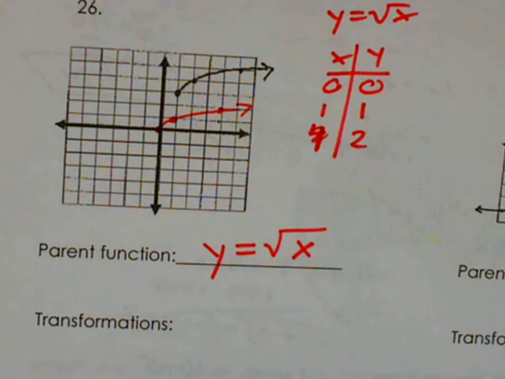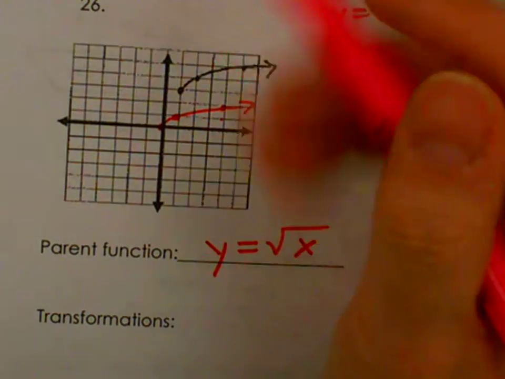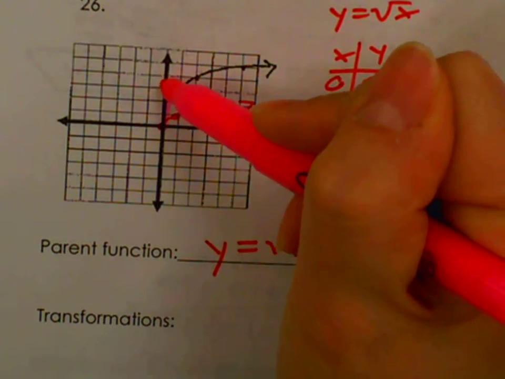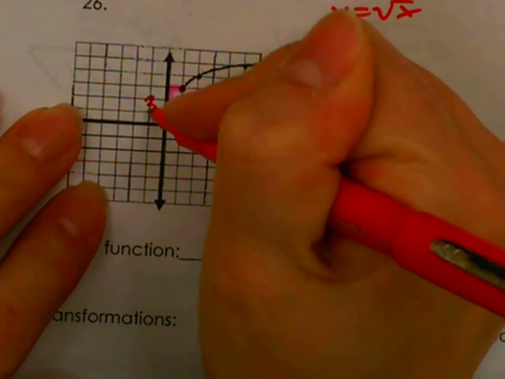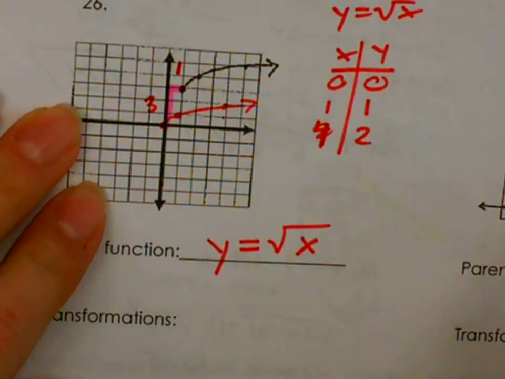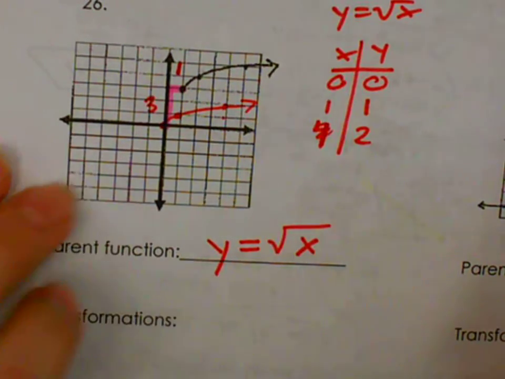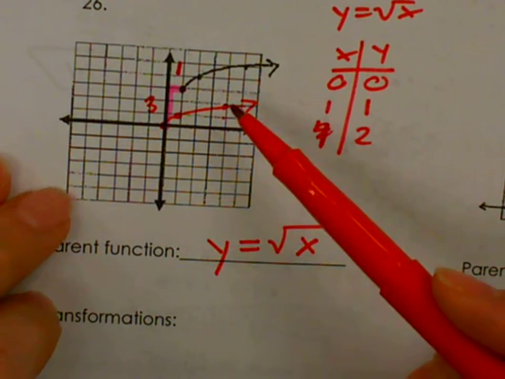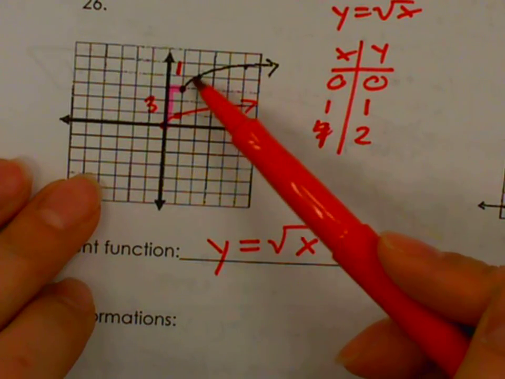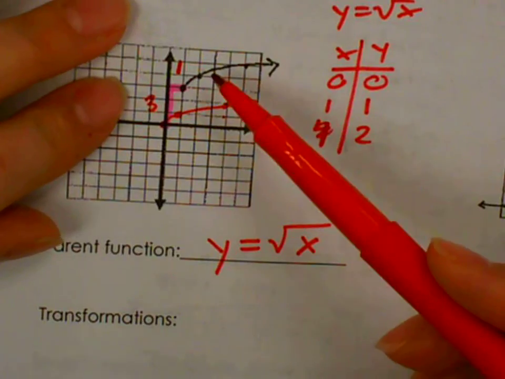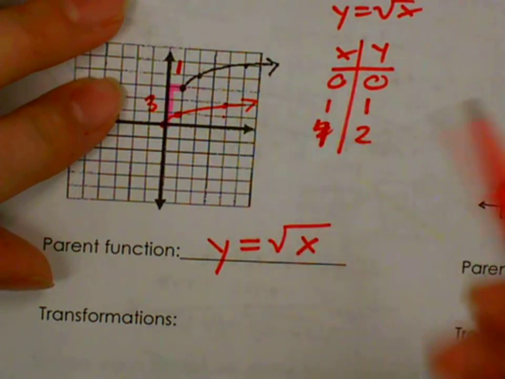I have moved that 0 point up and over. I have moved it 1, 2, 3 up and 1 to the right. And I haven't stretched it. You can see here it's still going up 1 over 1 for that first point. So it's not a stretch or a compress. It's not reflected, so I don't need a negative in front.